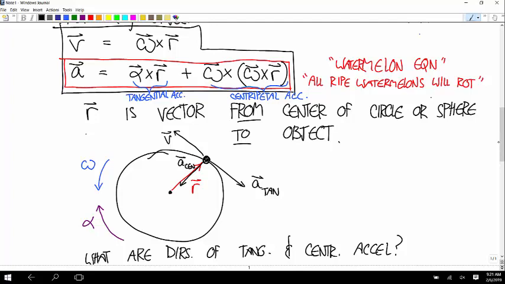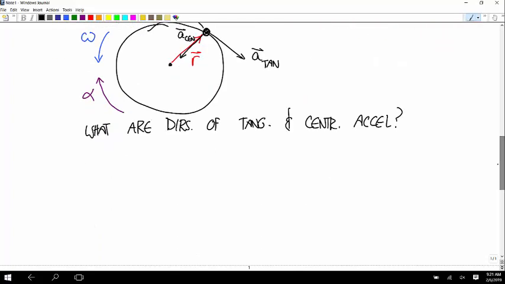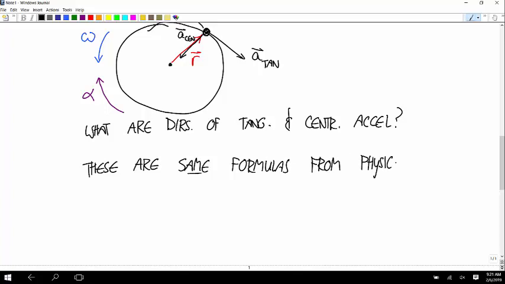So these are the same formulas that you saw in Physics 1. But now the directions are done for you. You don't have to think about the directions anymore, although it's really useful to be able to visualize this. So, I would spend a little time making sure that these directions make sense to you.